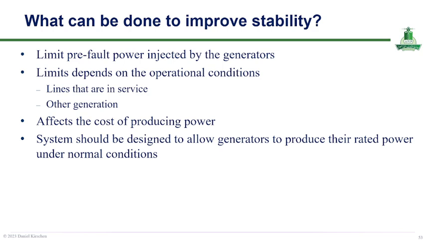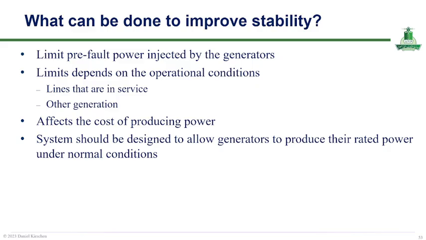Okay, this slide discusses practical methods for improving power system stability. One important approach is limiting the pre-fault power injected by generators, since lower operating power reduces the rotor angle and increases the stability margin during disturbances.